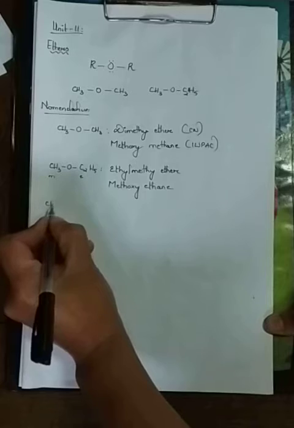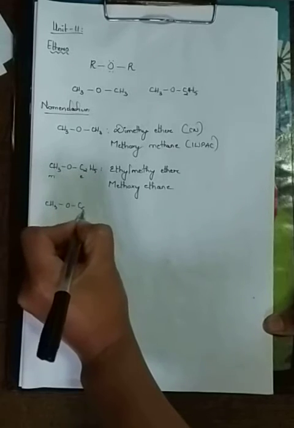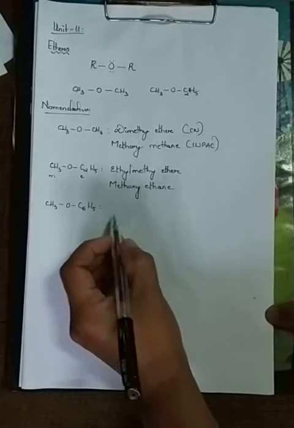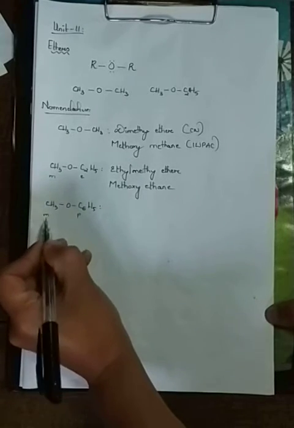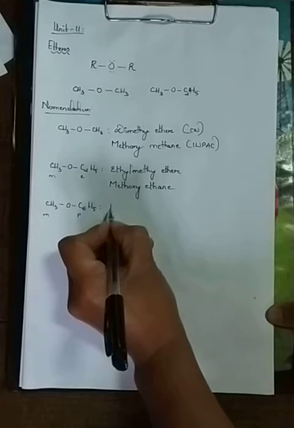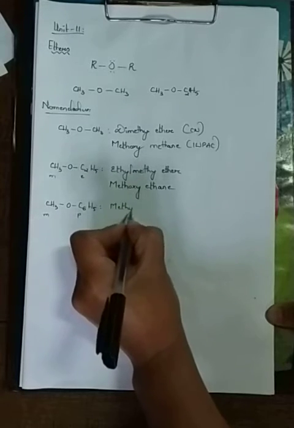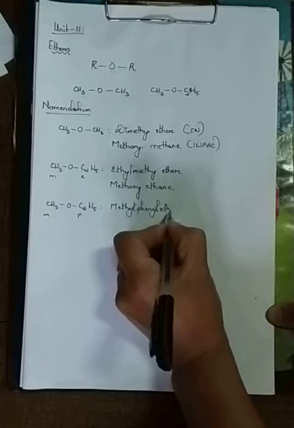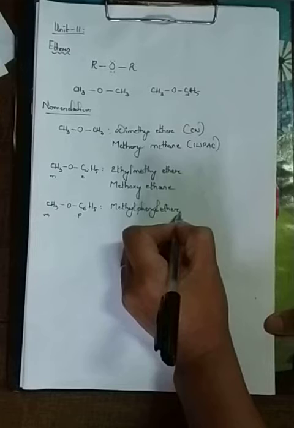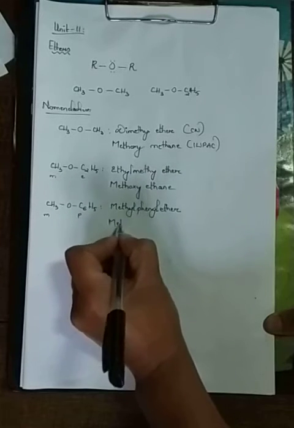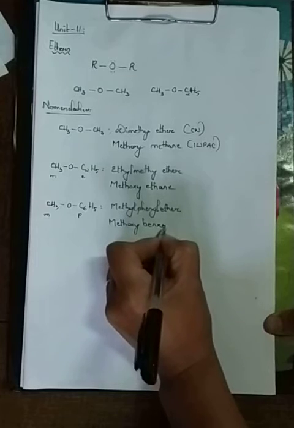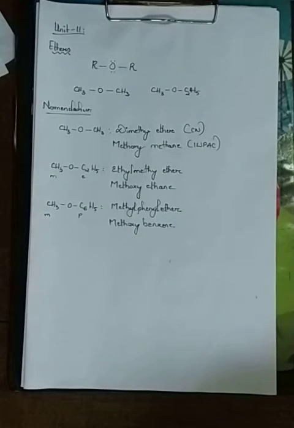Now another example, CH3OC6H5. If we check the common name here, this is phenyl, this is methyl. Therefore M comes first, so the name here will be methyl phenyl ether. That is the common name, and the IUPAC name here will be methoxybenzene. These are some of the nomenclature of our ethers.